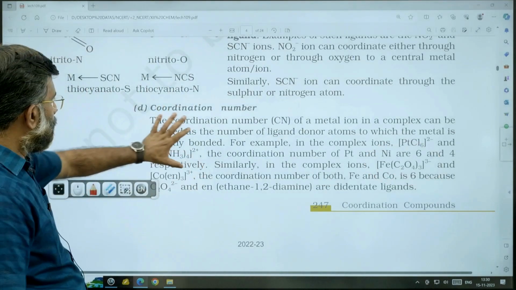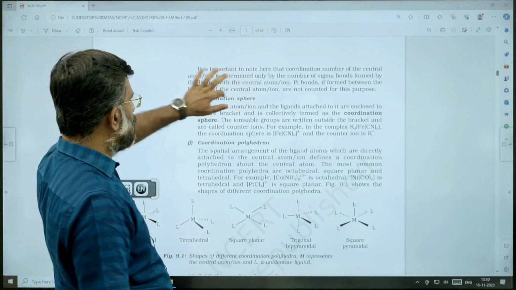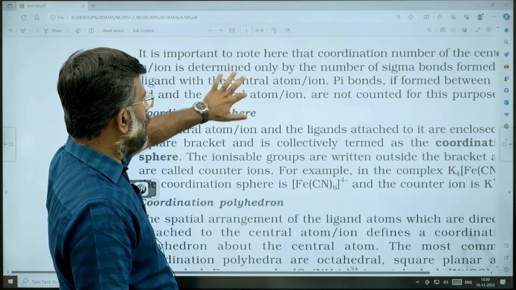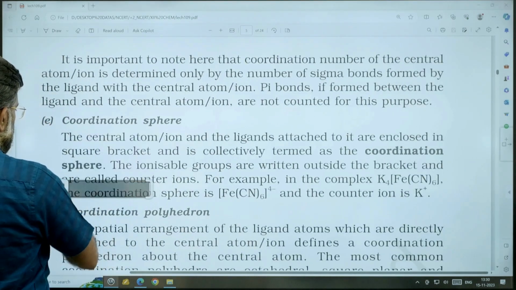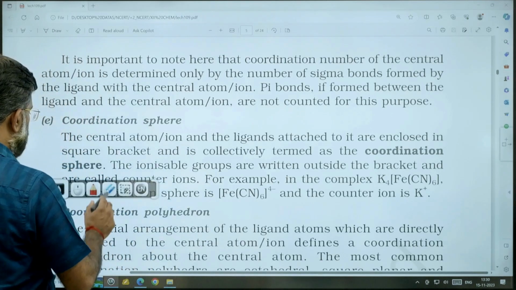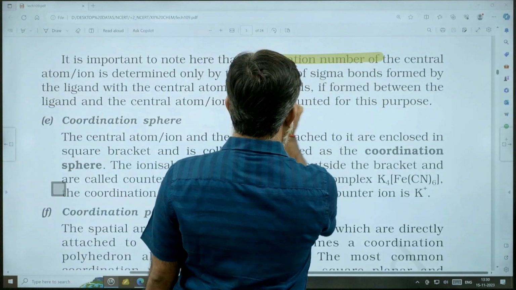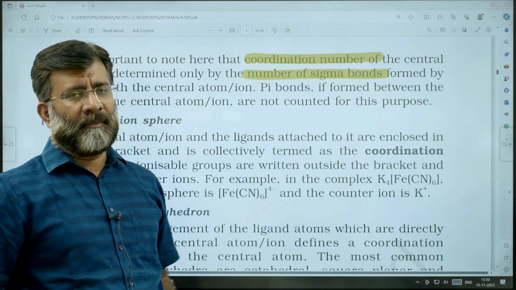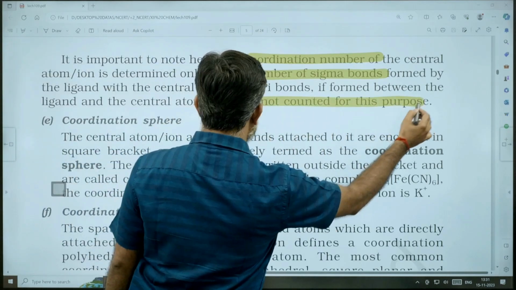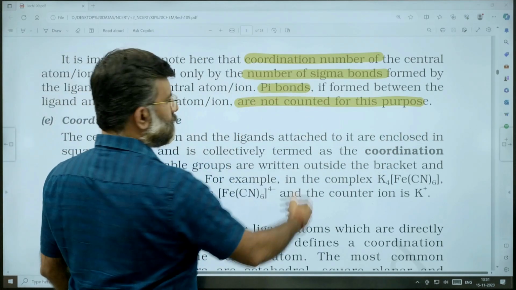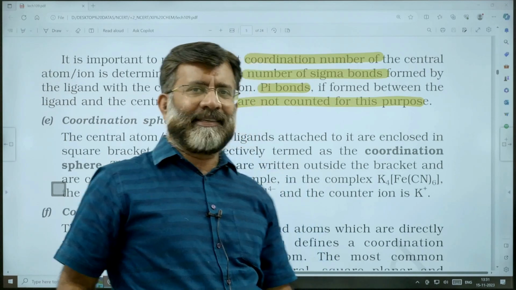That is regarding some terminology related to coordination compounds. This is a very important point. I think all of you are very much aware of the coordination entity, coordination polyhedra, coordination number. Coordination number is decided only by the number of sigma bonds. Pi bonds are not counted for the purpose. That we are learning in VSEPR theory itself.